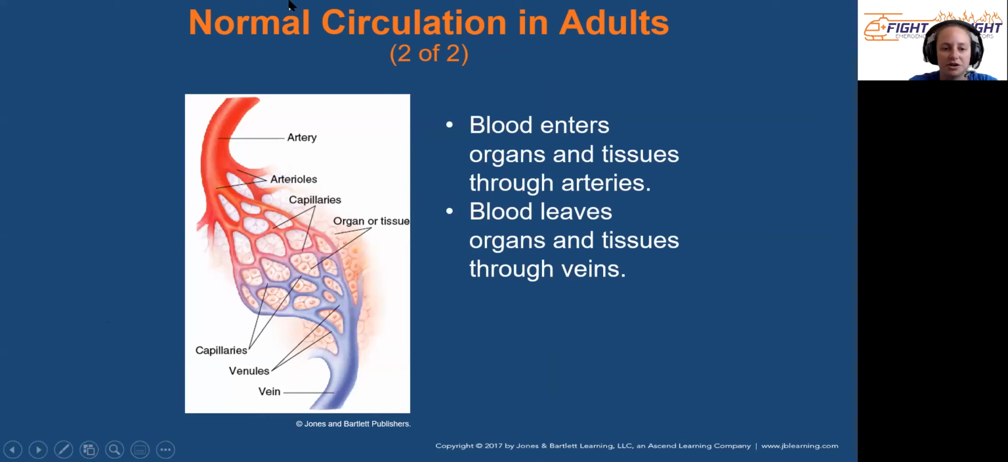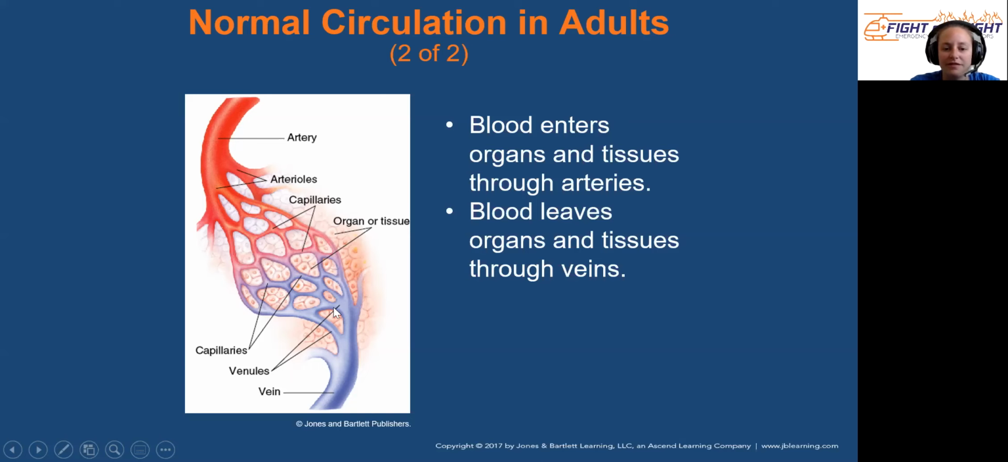So I love this picture. You have arteries coming in. They get smaller and smaller. They become arterioles. The arterioles get smaller and smaller until they become capillaries. Notice this blood coming in is red because it has oxygen and nutrients. Those all get dropped off into the tissues below here. Then the tissues also send carbon dioxide and waste into the blood, into the capillaries. So that's why the capillaries turn blue.